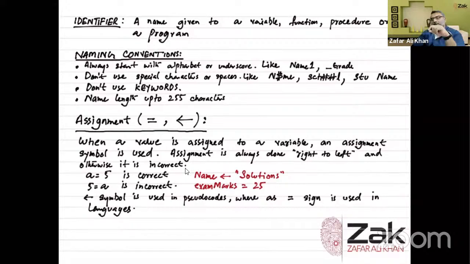All right, what do we use? Left pointing arrows. So if it is name, that is solution, we basically put that word solutions in the string, and that string will be assigned to name. And in this case, the literal is actually an integer. And then that 25 will be assigned to exam marks.